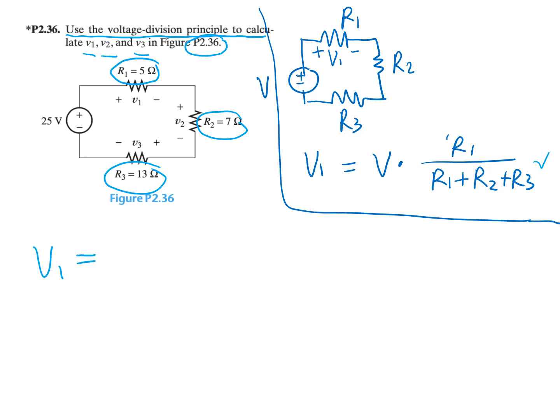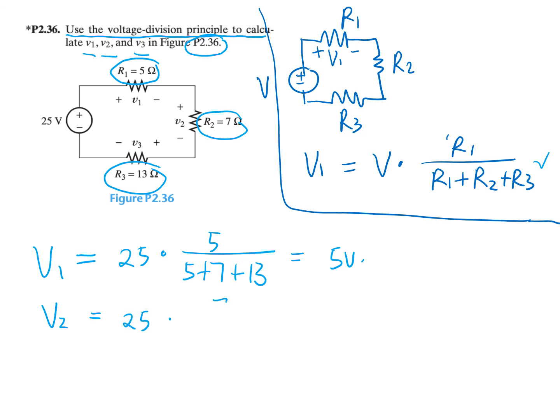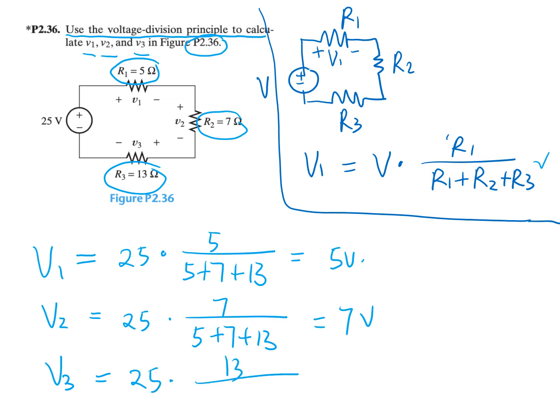So V1 is equal to 25 times 5 over 5 plus 7 plus 13, and you're going to get 5 volt. V2 is equal to 25 times 7 over 5 plus 7 plus 13, and that's 7 volts. For V3, we have 25 times 13 over 5 plus 7 plus 13, so that's 13 volts. So we can easily find out V1, V2, and V3.